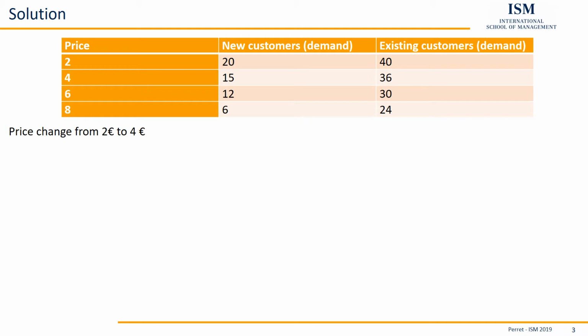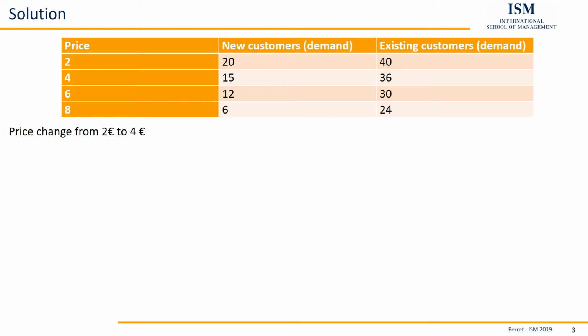For each price change, we're going to calculate the elasticity by considering the relative change in the demand and dividing this by the relative change of the price. For this, we're going to use the average formula, meaning we always take the new value minus the old value and divide it by the average of both of these values.